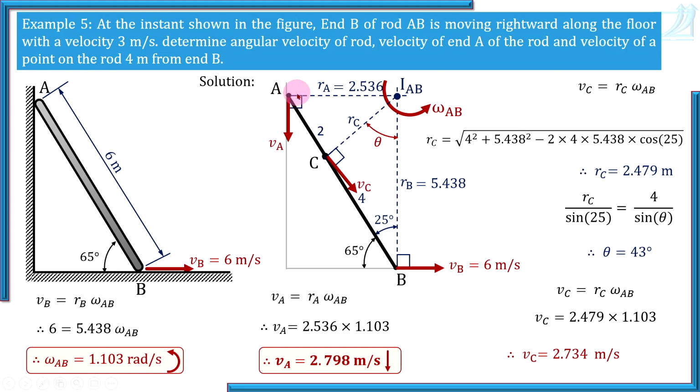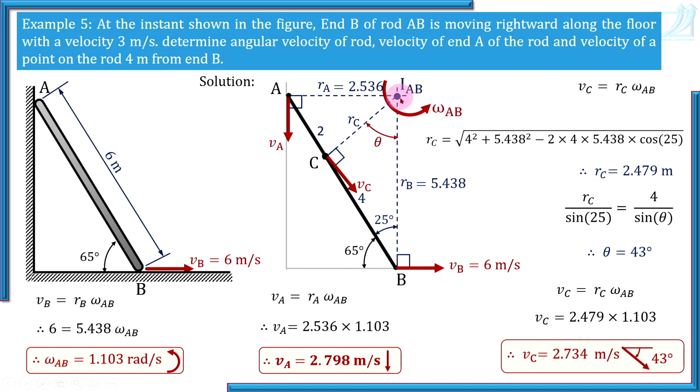Remember, VC is not along rod, VC is perpendicular to RC. And if RC makes theta with vertical, VC makes theta with horizontal. So, VC is rightwards downwards, 43 degrees with horizontal. RC makes theta, that is 43 degrees with vertical. So, VC makes 43 degrees with horizontal.